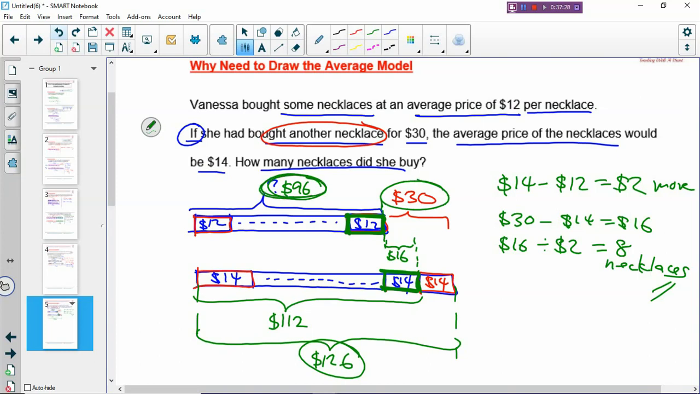So that's how you can use the model to check whether you have done it correctly, right? So how many necklaces did she buy? The answer will be 8 necklaces using the model.